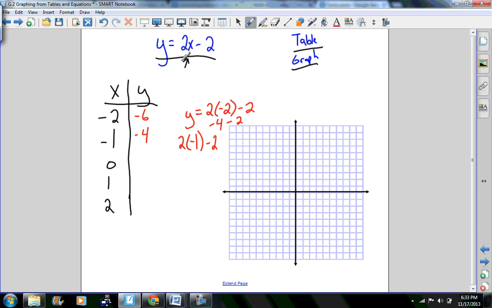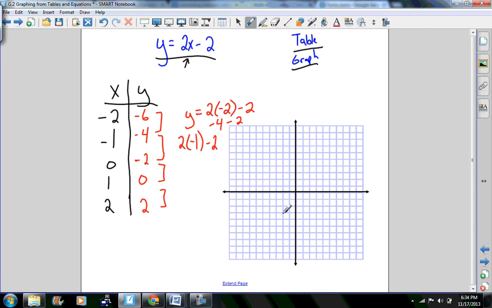0 is easy, because if you go 2 times 0, that's 0. 0 minus 2 is -2. 1, we go 2 times 1, which is 2. 2 minus 2 is 0. And the last one should give us 2. Now, there's a couple things. We can notice a nice pattern in here. It looks like we're going up by 2 each time. And if we graph this, we should make a line. If we don't make a line, then we've made a mistake.